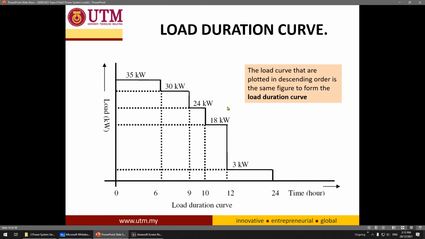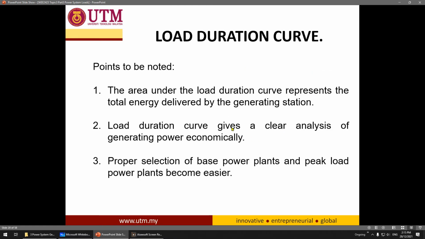So you have to make sure that the longest one should be cheap, because it is a long time. So this one needs to be cheap. This one might be very expensive because it is short time. So proper selection of base power plant and peak power plant becomes easier.